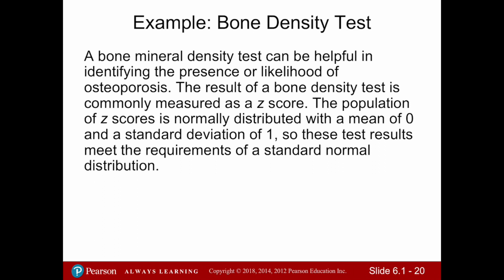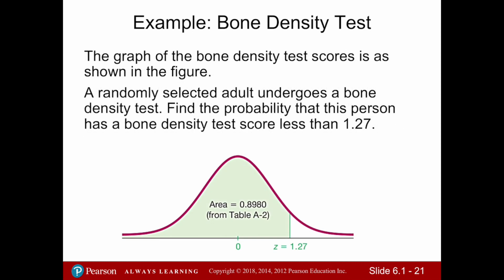One really common example is using bone density tests. Bone mineral density can be used to identify the likelihood of osteoporosis, and the result is normally a z-score. We can use the standard normal distribution to model these tests, with a mean of 0 and a standard deviation of 1. So, a randomly selected adult undergoes a bone density test. We want to find the probability that this person has a bone density test score less than 1.27.